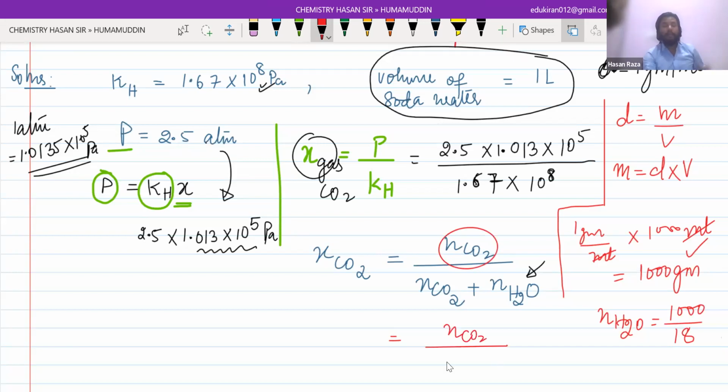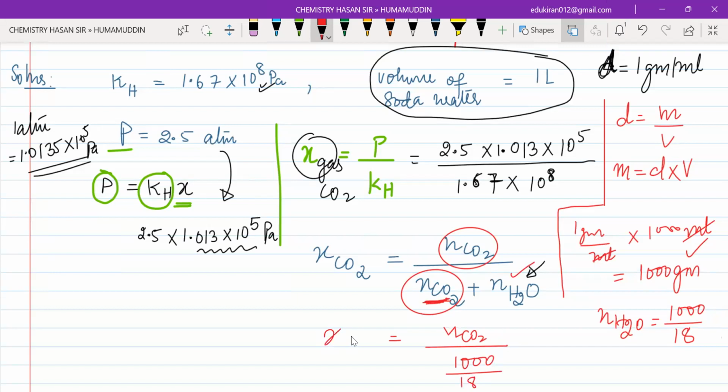And always remember that in Henry's law, you are going to neglect this part, because you know that in a cold drink, the amount of gas is very, very low and the amount of liquid is very high as compared to gas. So if you add a very little amount to a very large amount, that will be negligible, and hence we are going to neglect it. Directly, I'm going to write 1000 divided by 18. Are you getting my point? Yes or no? Okay.